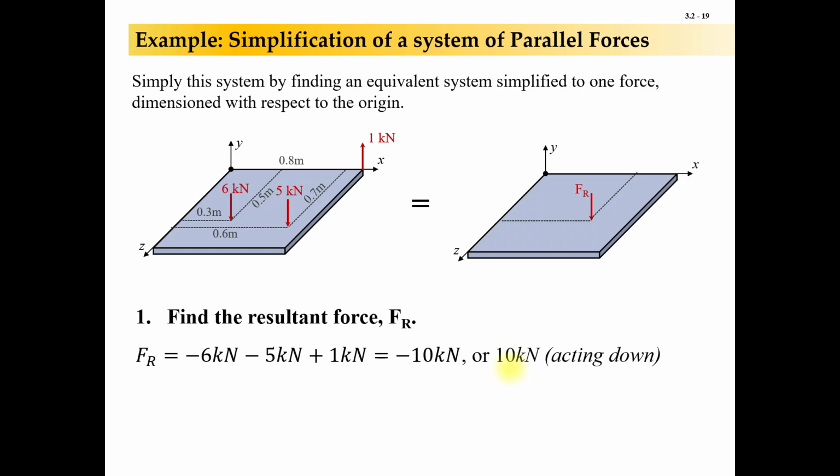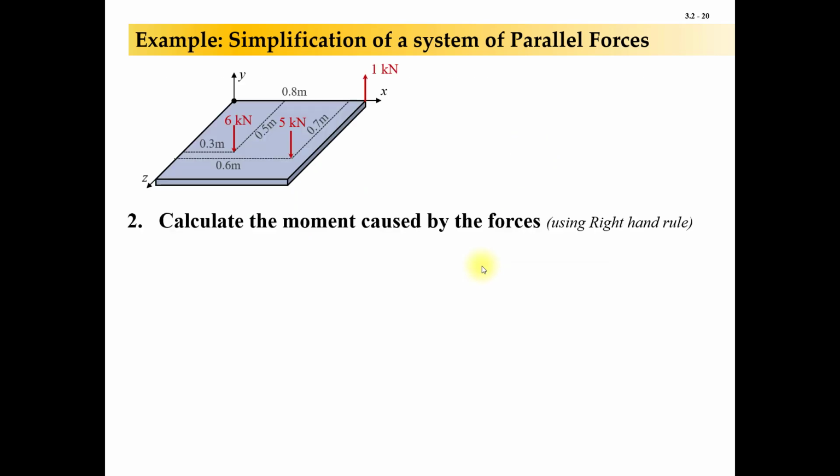Now that's the value of that vector right there. We just now need to figure out exactly where to place it. It's got to be placed such that the moment caused about the x-axis and the z-axis are the same for this system on the left as it is for this system on the right. Neither system is going to cause moment about the y-axis because the forces are all parallel to the y-axis. Okay, so let's calculate the moments of our original system.